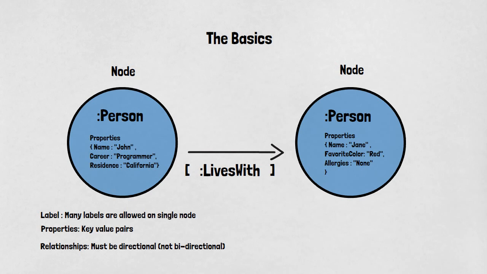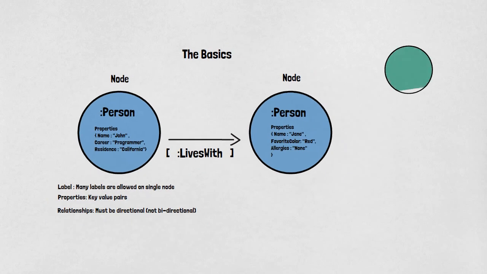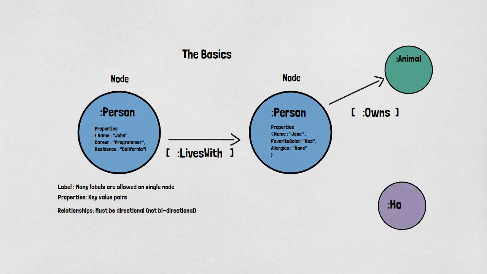Let's expand this out a little bit more. You can create subsequent relationships between Jane and other objects. For example, let's say I want to make another entity called animal, and I can create a relationship that says Jane owns this animal. Similarly, I can create other relationships and other nodes, like a hobby node, and say Jane enjoys this hobby.